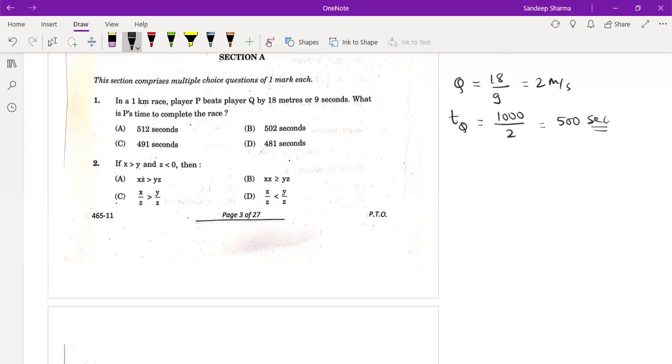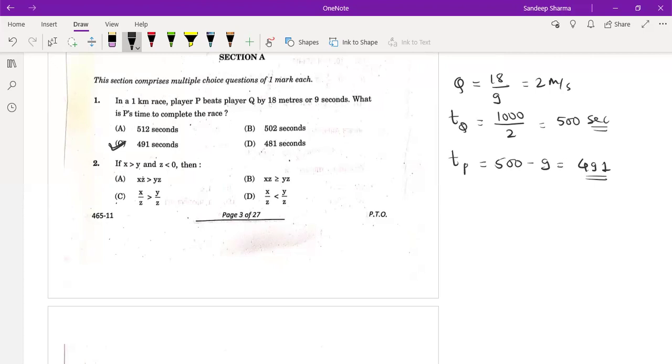And it says that P beats Q by 18 meter or 9 second. So time taken by P will be nothing but 500 minus 9. 500 minus 9 will be 491. So option C should be correct here.